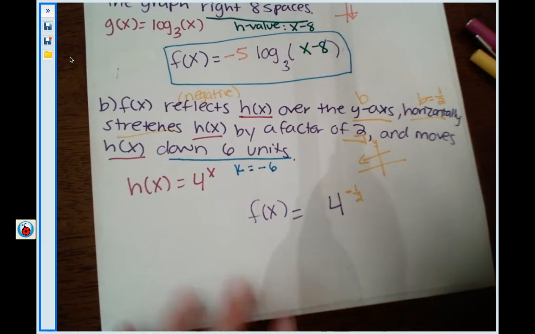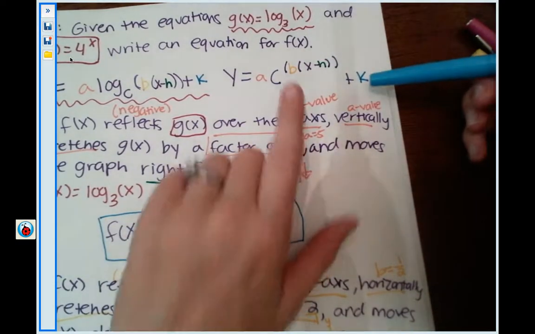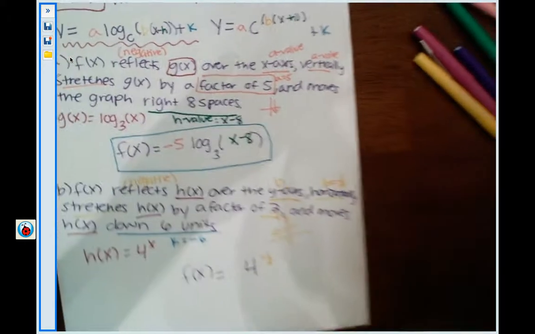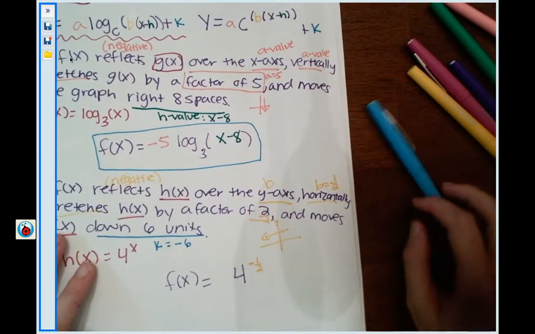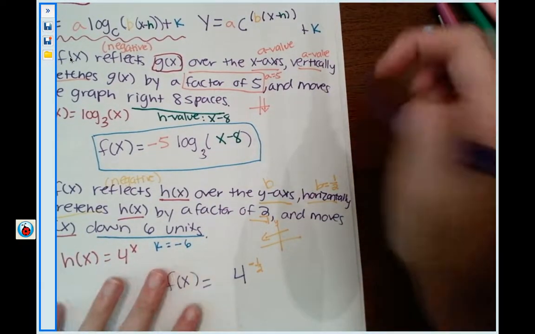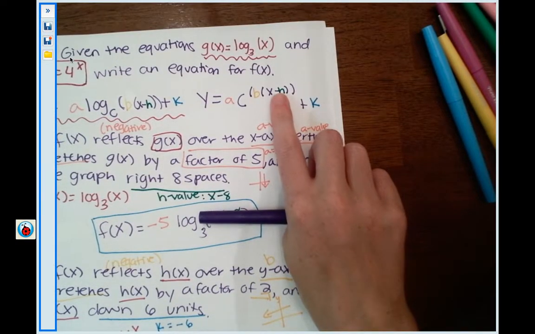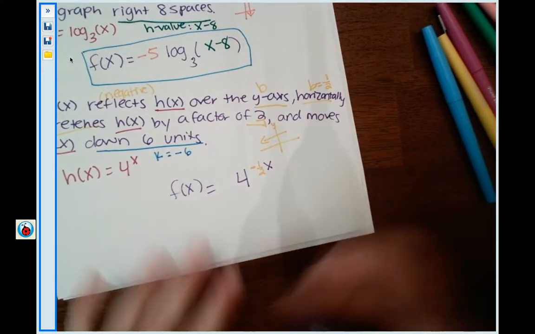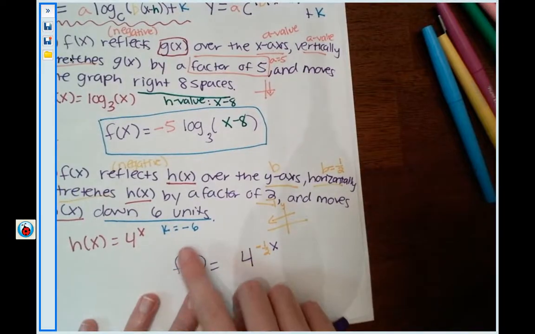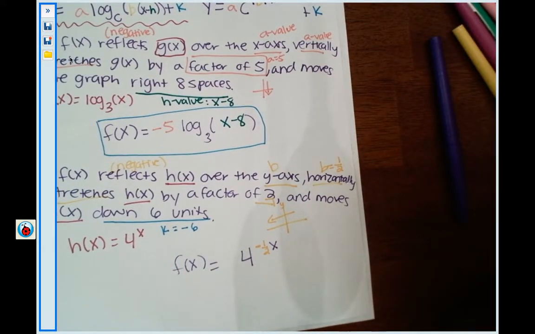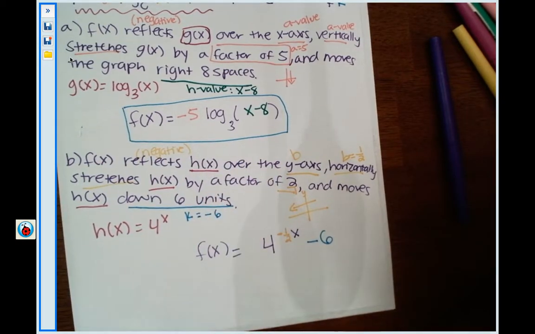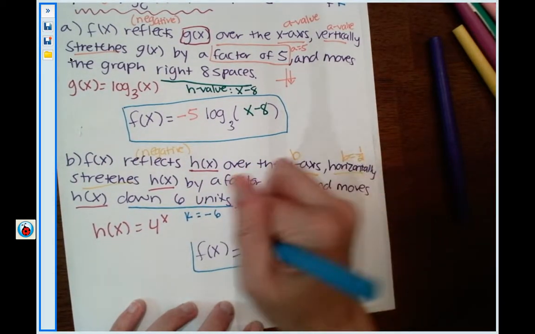So we're only dealing with a b and a k value, so I only need to worry about b in my exponent and k on the very end. In this problem, I'm going to zoom out so you guys can see all that. I'm going to throw my x in there because nothing is adding or subtracting to my x. I do not have an h value. So it would be 4 to the negative 1/2 x power, and then on the very end, I'm going to tack on my k value, which we said was a negative 6. And that's the equation that moves h of x around according to what the problem states. So bam, this one is donezo.